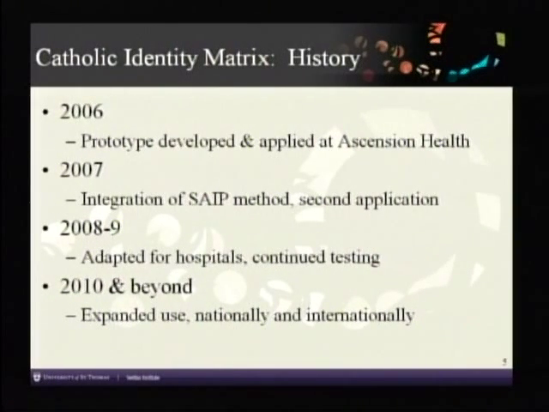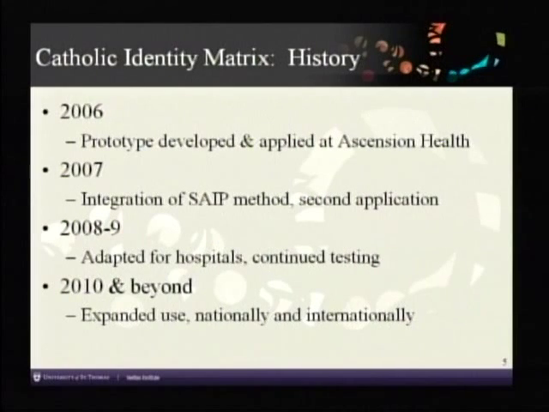The prototype of what eventually became known as the Catholic Identity Matrix was actually developed in 2006 within Ascension Health. And it was developed in direct response to a request from the sponsoring congregations of Ascension Health. Now, in 2006, that prototype was used to perform a kind of corporate level assessment within Ascension Health. And the results of that assessment suggested that the prototype was promising, it was a good first step, but it also needed to be made more rigorous and more evidence-based.